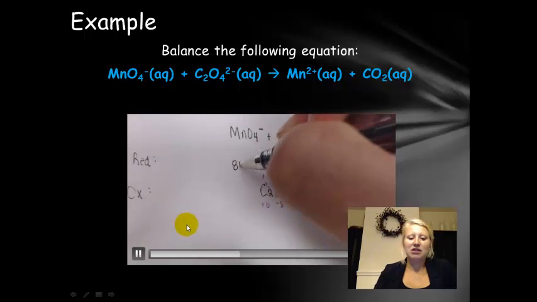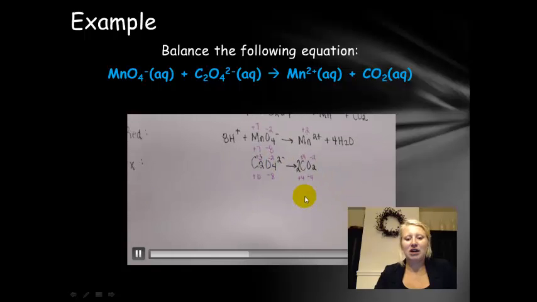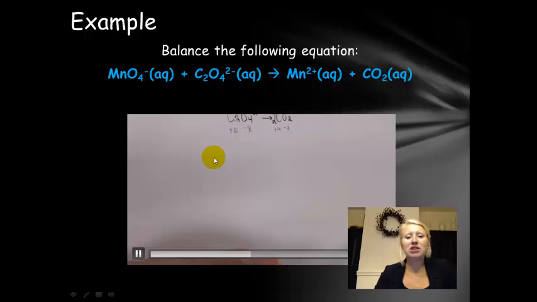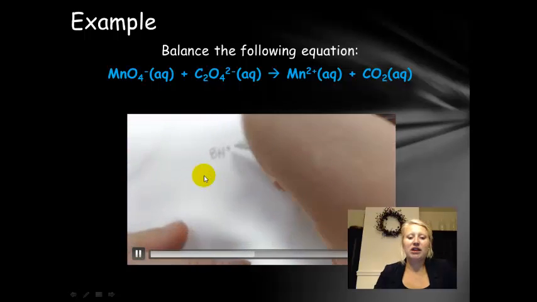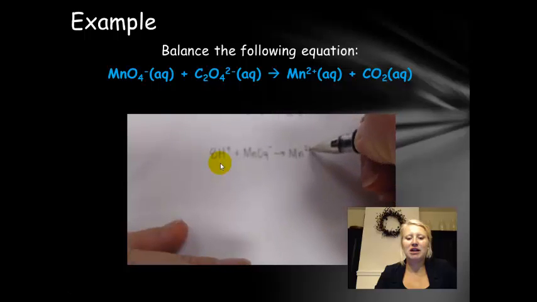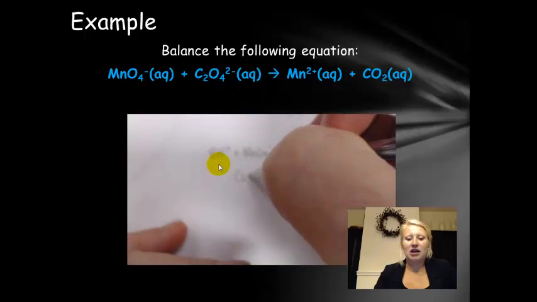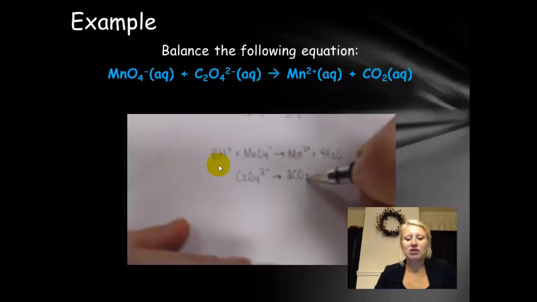Next, we balance hydrogens by adding H+. So we can see we had 8 hydrogens here, which means we need to add 8 hydrogens on this side. Down here we're good because there's no hydrogens. So I'm just going to rewrite the equations so that we know what we have so far. In our reduction, we have 8 H+ plus permanganate goes to manganese ion plus 4 water. And in our oxidation, we have oxalate goes to 2 CO2.